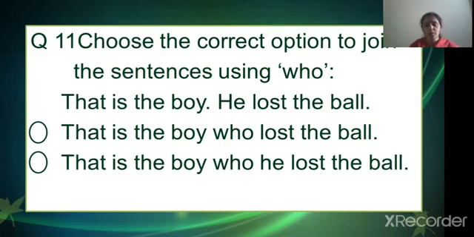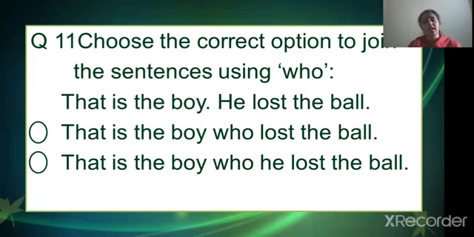Which according to you is the correct one? That is the boy who lost the ball. That is the boy who he lost the ball. We are using the word who to join the two sentences. So when we are joining it, in the second sentence you don't have to use the subject. You don't have to use the pronoun he, they. Why? Because the word who refers to the subject. Right? It is helping us to join the two sentences.